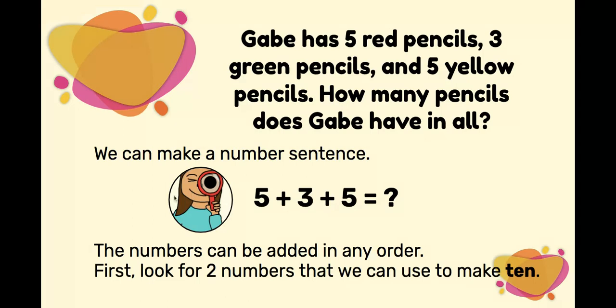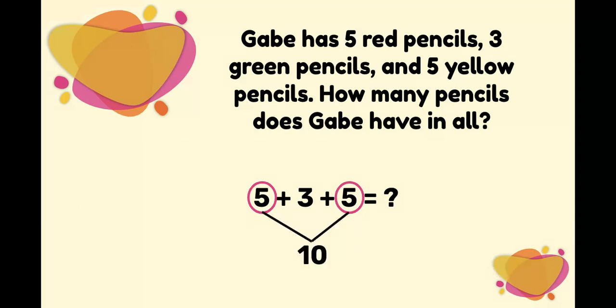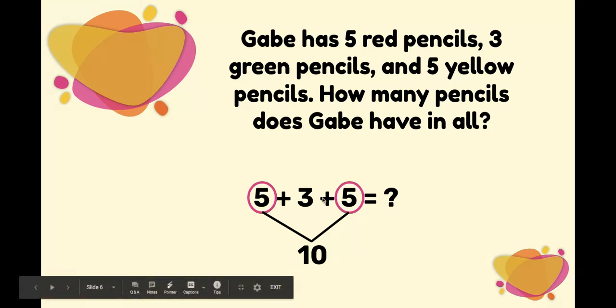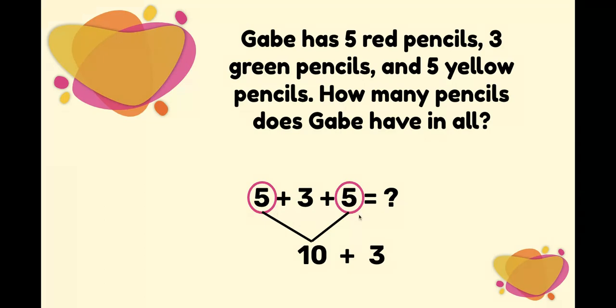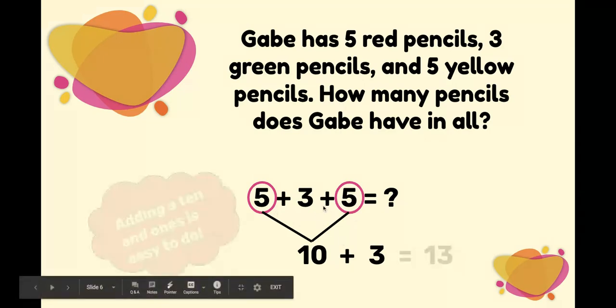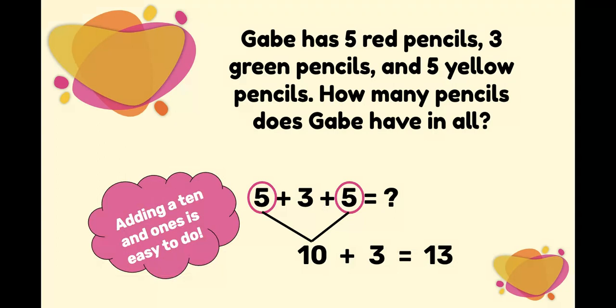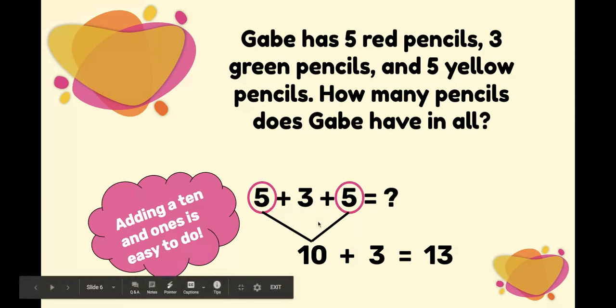So first we're going to look for 2 numbers that we can use to make 10. We've got this friend here with the magnifying glass looking for her friends of 10, and we circled the 2 5s. I know that 5 and 5 can make 10. So they showed that here by drawing these 2 lines to make 10. Well, we can't forget this guy. We still have to add him in there. So now we know that 5 and 5 make 10, plus 3, because we can't forget 3, would equal 13. So we still did 5 plus 3 plus 5, but instead of going in this order, we said 5 and 5 make 10, plus 3 gives us 13. So 5 plus 3 plus 5 would equal 13.